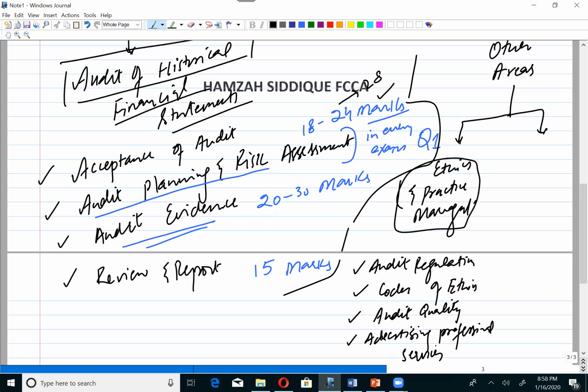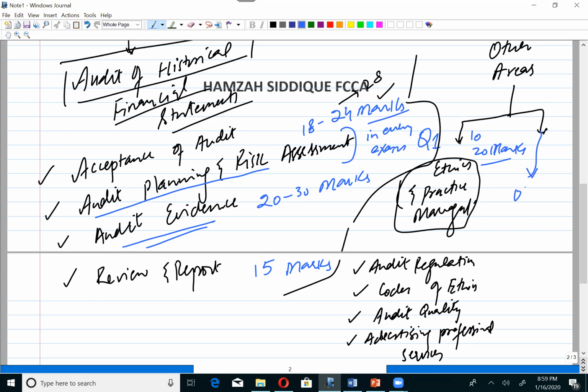Now, these are the areas which are again tested. Usually questions in your paper are tested from these areas. The students around you will find around 20 marks, not always, sometimes 10 to 20 marks in every paper from this area.